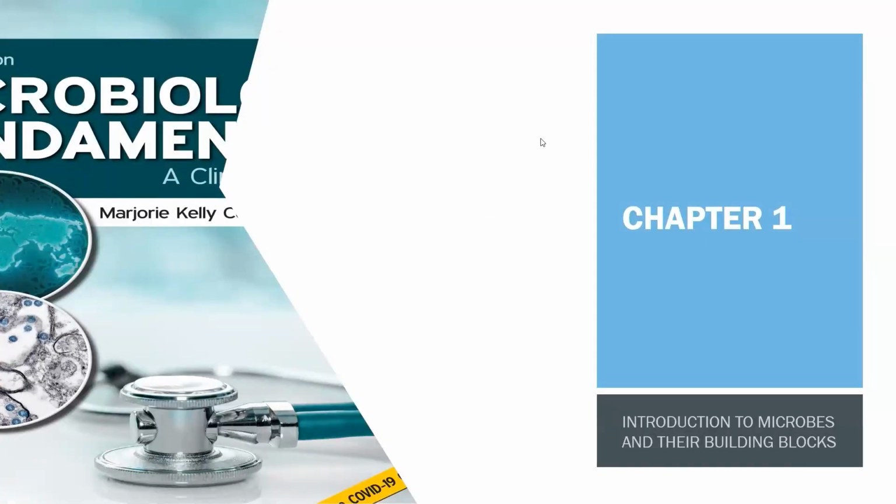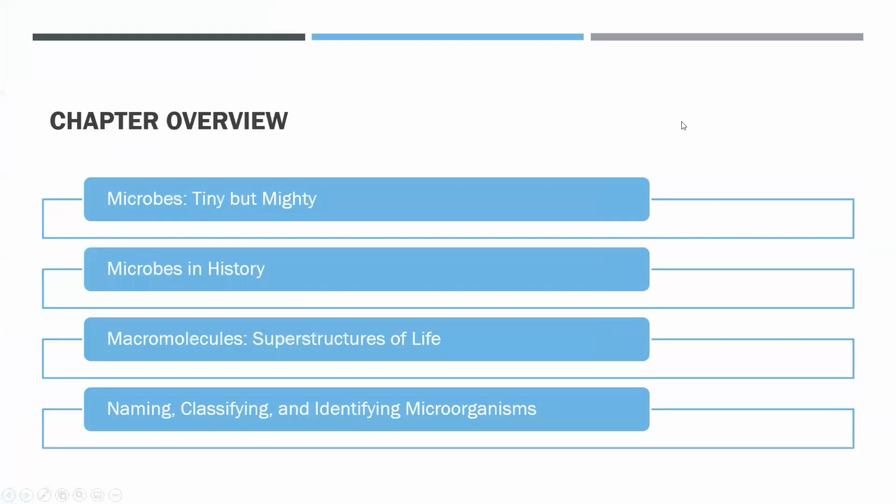So for today, we're going to be starting on chapter 1, our introduction to microbes and their building blocks. Short overview of where we're going. Today, we're going to go through microbes, tiny but mighty, microbes in history, and then our next lecture for the second half of chapter 1 will be over macromolecules, the main molecules that make up cells, make up life, as well as the naming and classification of life. So what sort of nomenclature, naming, and organizing of the organisms we can do.